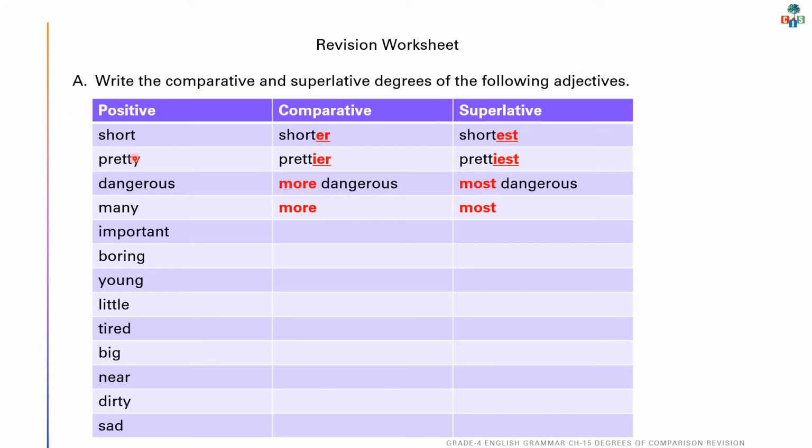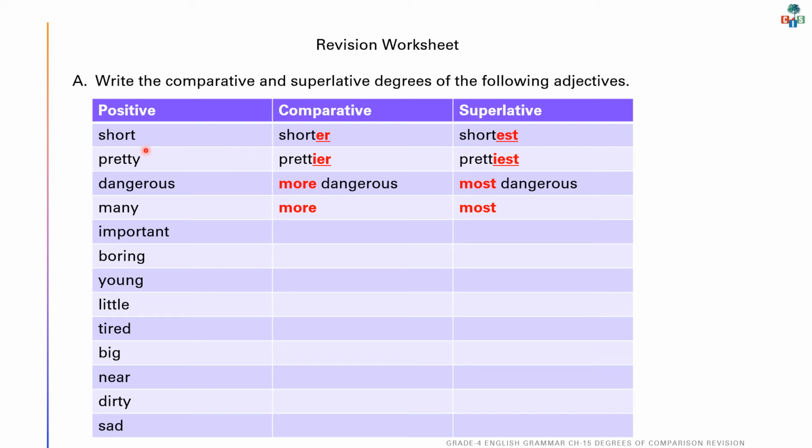Okay children, let's discuss this revision worksheet. Exercise A. Write the comparative and superlative degrees of the following adjectives. Children, I have given you the adjectives in positive degree and you have to form the comparative and the superlative degree. A few of them I have done for you.